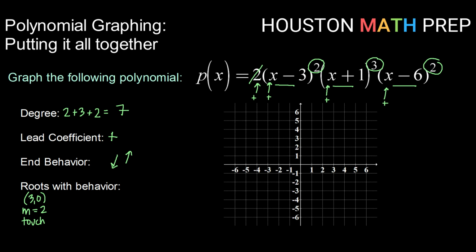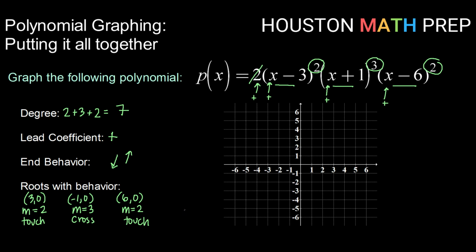Moving on to our next factor, our factor of x plus 1. If we were to set that equal to 0, we would have a root of negative 1, 0. Grabbing the power there, we have a multiplicity of 3. And that number is odd, so we are going to have cross behavior. Now moving on to our last factor, x minus 6. If we were to set that equal to 0, we would get a root of 6, 0. Its power there is 2. And 2, or even multiplicity, gives us, again, touch behavior.